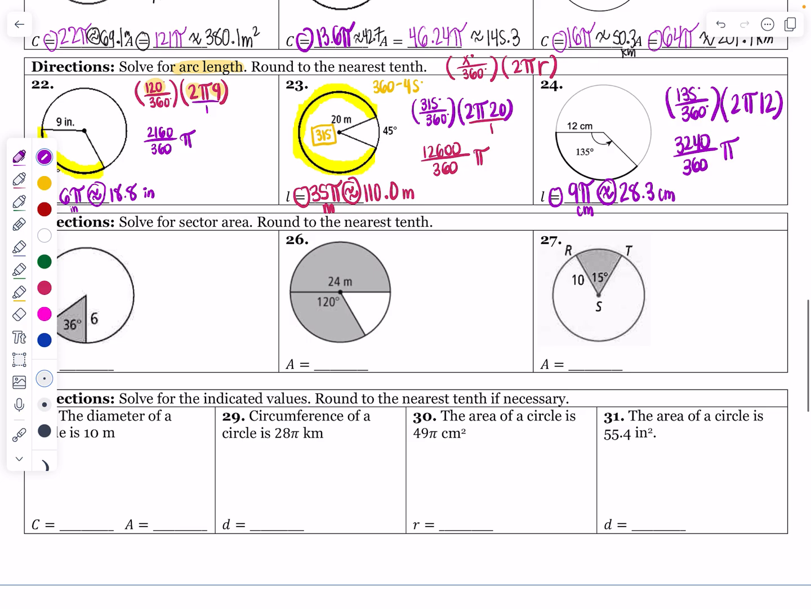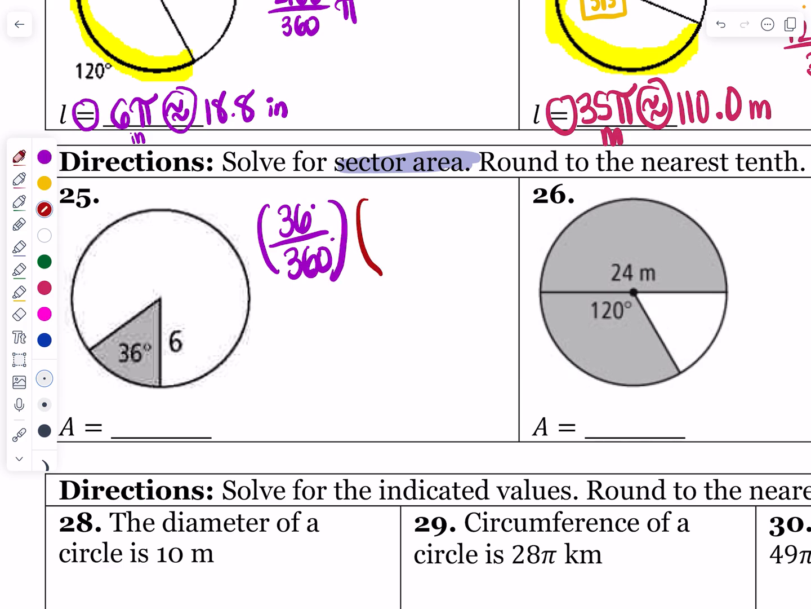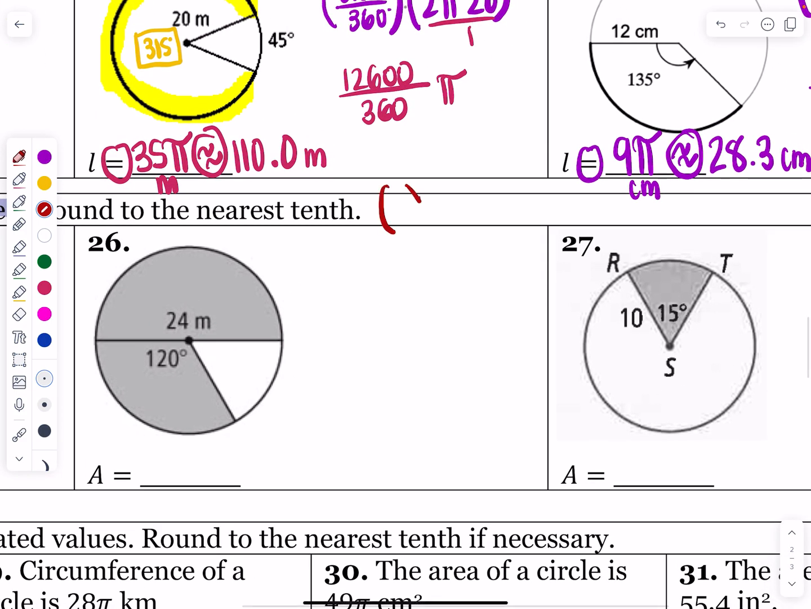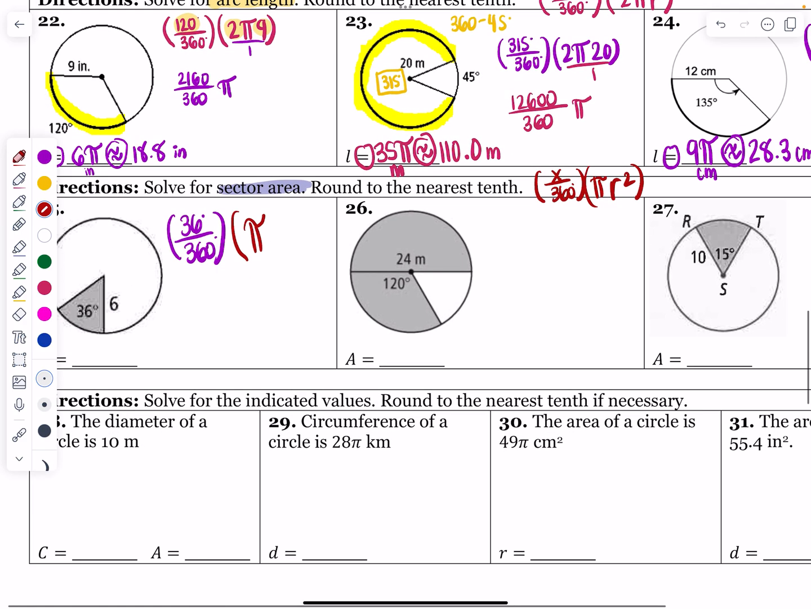For 25 through 27, we're finding the area of a sector. And so when you find sector area, it's the same thing. I'm working with 36 degrees out of 360, but instead of multiplying that by the circumference, I'm going to multiply that by the area. So what is our area formula? It's going to be pi r squared. So let me write that out. That's going to be x over 360 times pi r squared. Okay? So this is sector area.